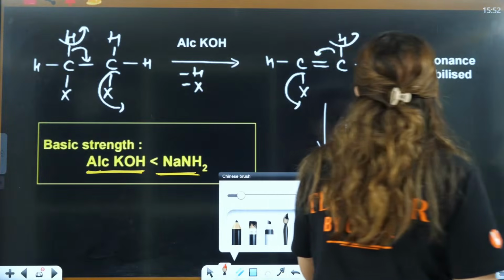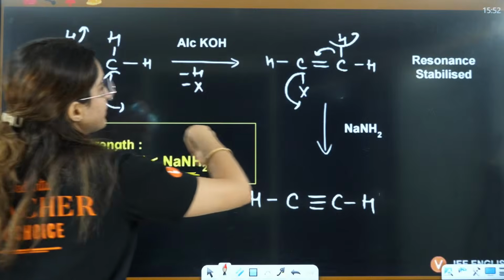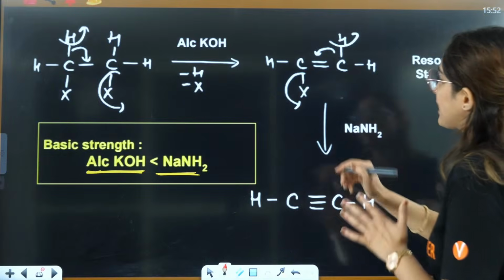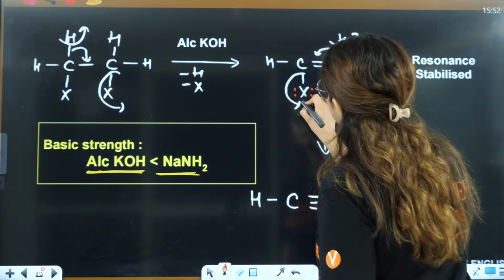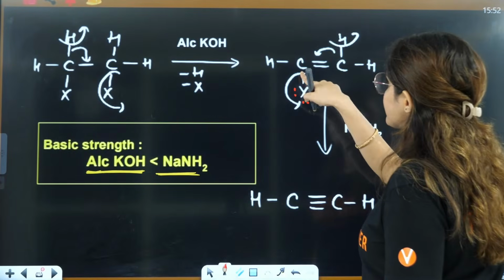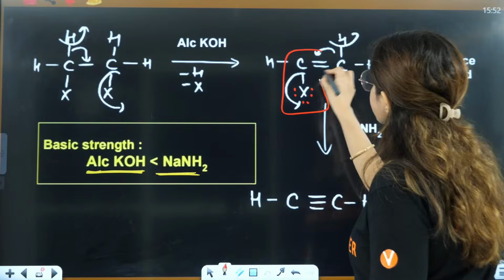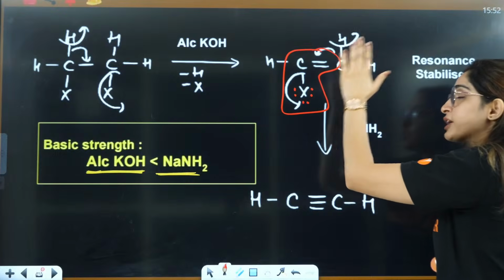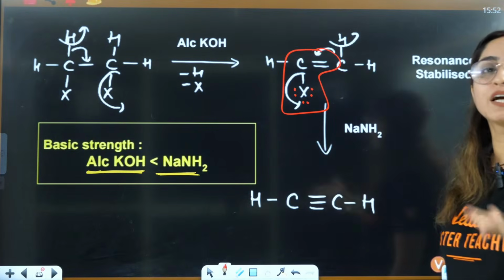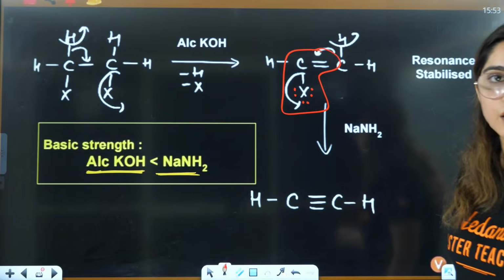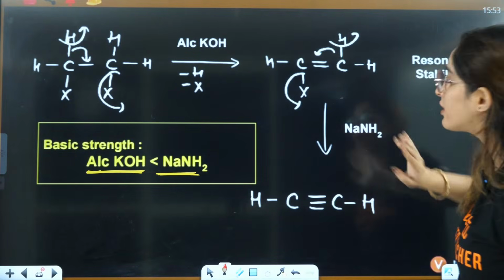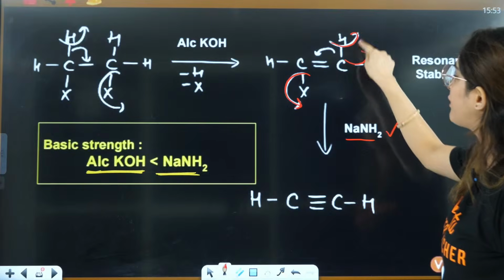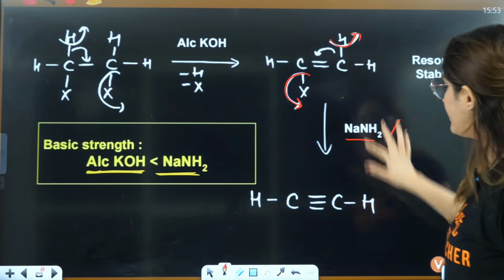I'll tell you in more detail. In alcoholic KOH, after elimination you have this thing, right? Now if you see this, isn't it resonance stabilized? Lone pair, single bond, double bond. Isn't it resonance stabilized? Double bond, single bond, lone pair. This resonance stabilization will make it so stable that it will be very difficult to take out halogen and hydrogen from here. So that is why we are using a stronger base to eliminate halogen and hydrogen from here to convert it into alkyne.